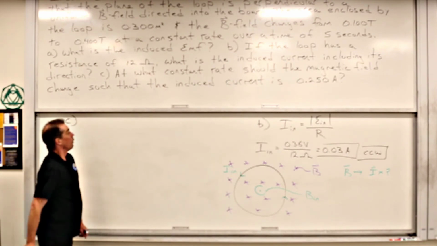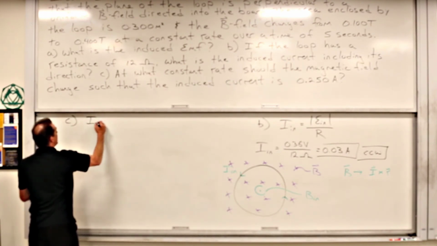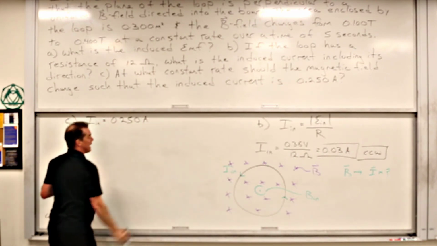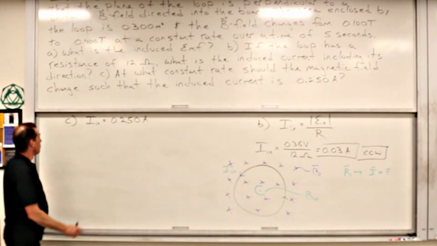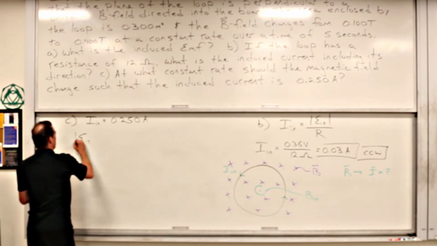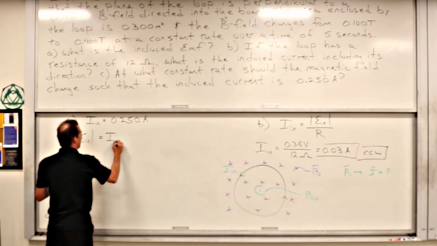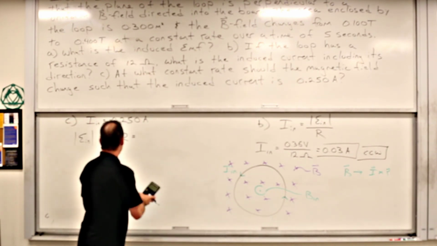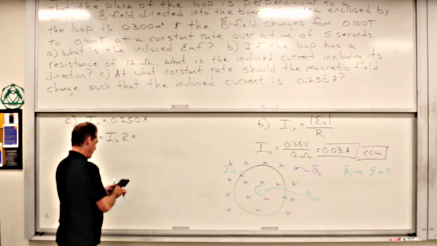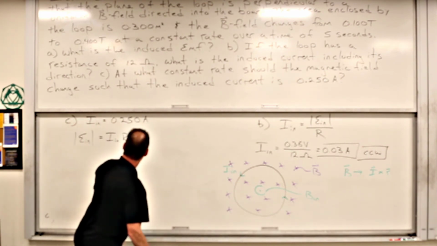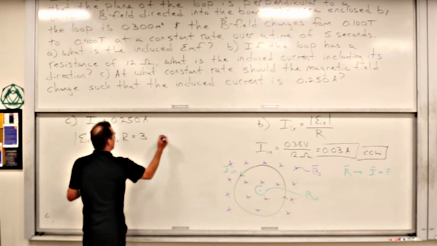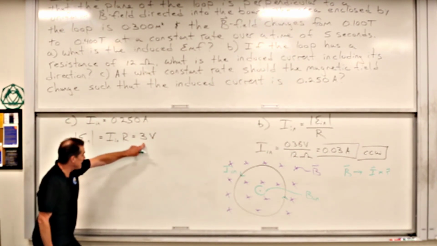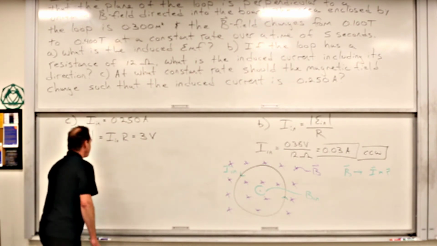Part C. Well, we want I induced to be equal to 0.250 amps. That's great. Well, that means that E induced, absolute value wise, meaning I induced times R, must be equal to that times 25 times 12. Of course, that's just a 3. Must be 3 volts. So this is what we need for the induced EMF, 3 volts out of it.